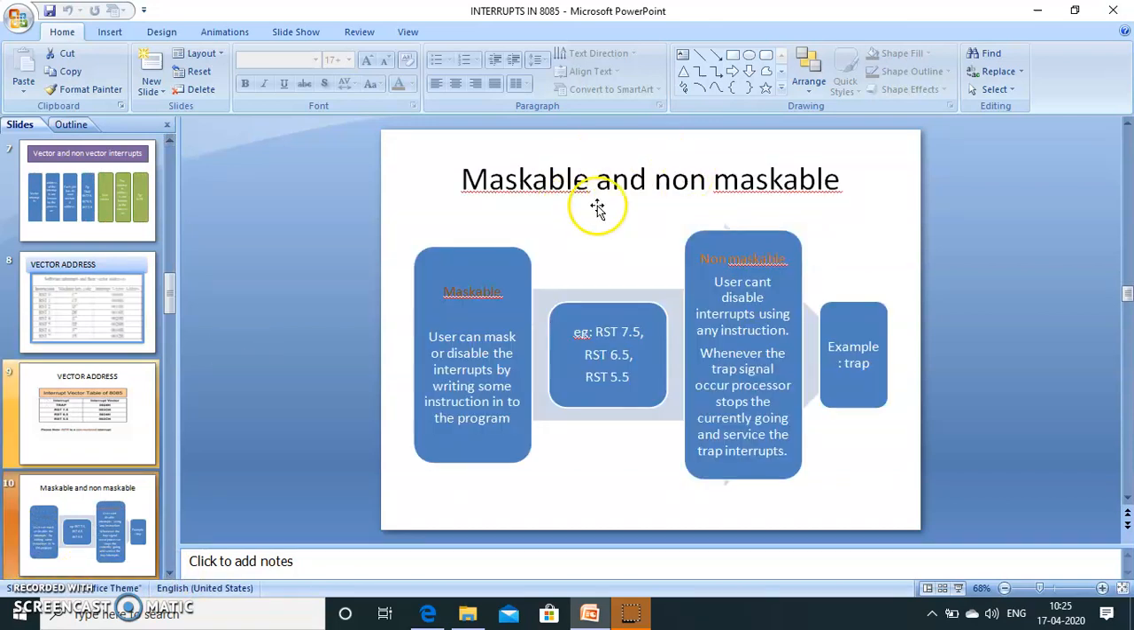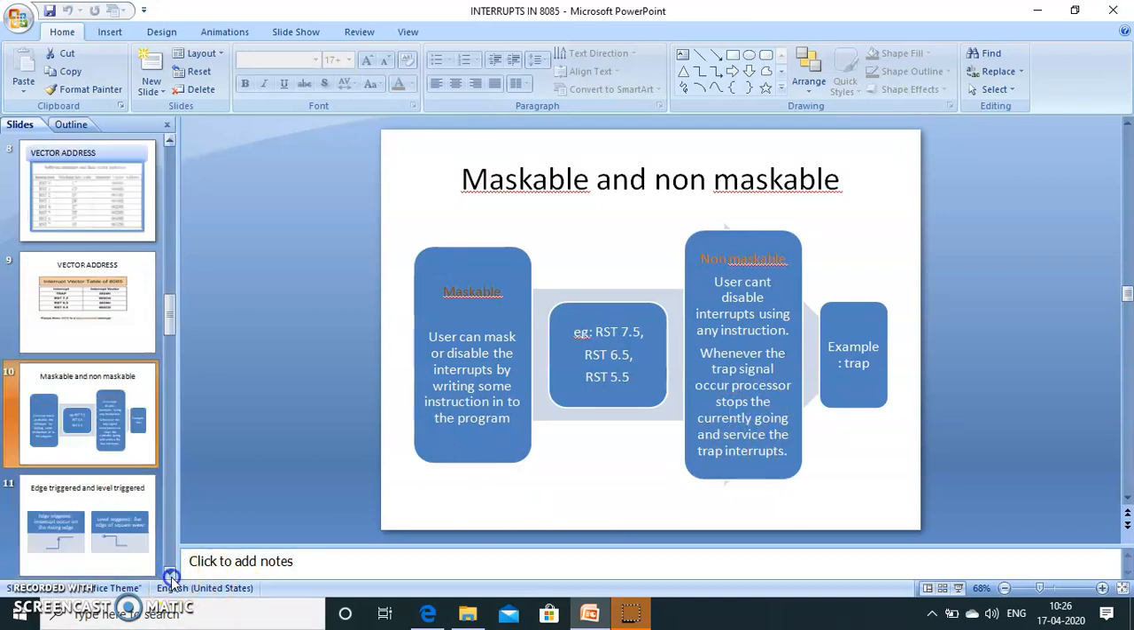In the case of maskable and non-maskable interrupts, the user can mask or disable the interrupt by writing some instruction in the program. We can mask the interrupts RST 7.5, 6.5, 5.5, etc. In the case of a non-maskable interrupt, the user can never disable the interrupt using any instruction. The example is TRAP. Whenever the TRAP signal occurs, the microprocessor stops the currently running program and services the TRAP interrupt.